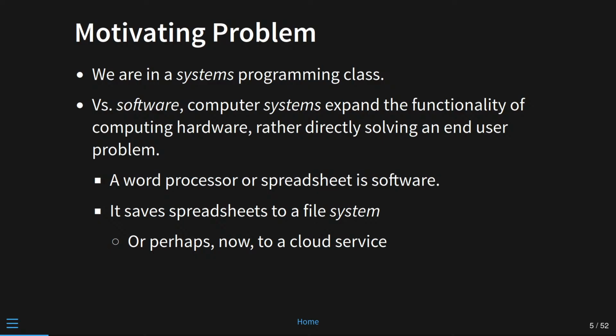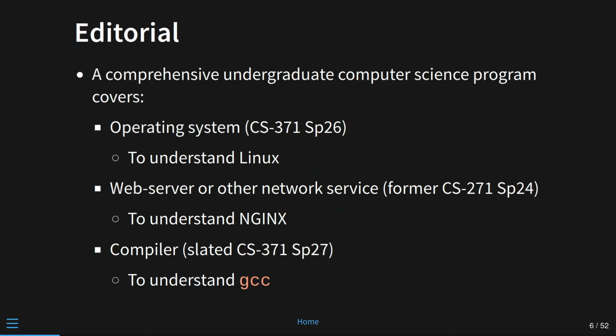Versus software, computer systems expand the functionality of computing hardware rather than solving an end-user problem. An operating system doesn't do something, it is. The internet doesn't do something, it is. And then compilers don't do something. They take text and make programs, right? It's the program that does something, right? So a compiler is a tool that can produce software. It is not itself classically software. File systems and cloud services are interesting.